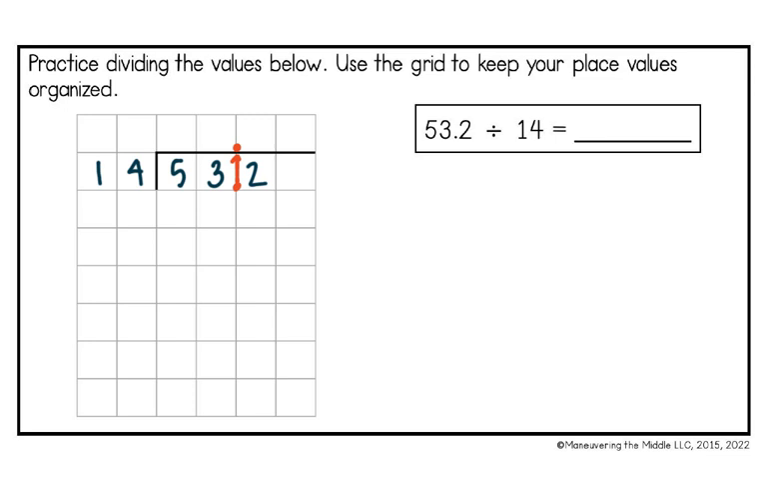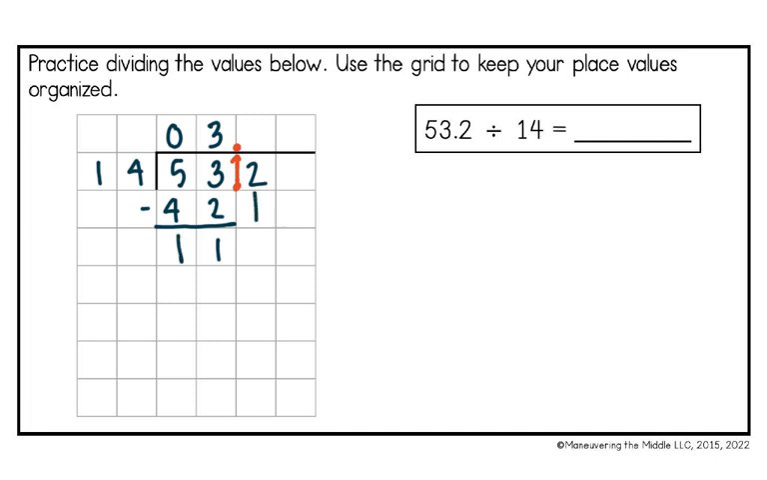So I'm going to start by thinking, how many times can 14 go into 5? Well, it can't, so I'm going to put a 0. Now, how many times can 14 go into 53? It can go in 3 times. 3 times 14 is 42. I'm going to go ahead and subtract. 3 minus 2 is 1. 5 minus 4 is 1.